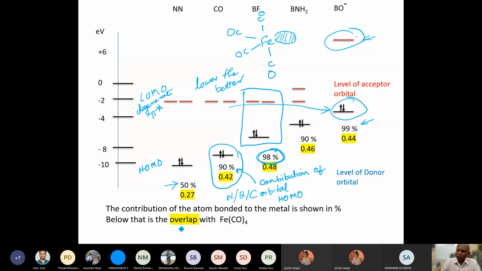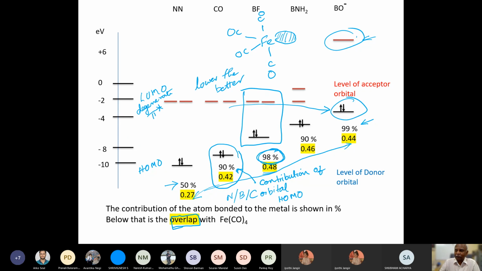So what is underlined or highlighted in yellow is the overlap. Overlap is also significantly good for all these ligands. Nitrogen is poor because it's only 50%. It's only 50% of what it would have on the whole molecule. Whereas for carbon monoxide, boron, and BF, all of them contribute significantly larger amounts, and so the overlap is significantly more.